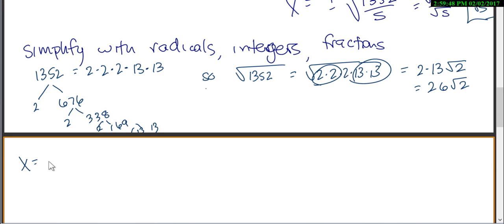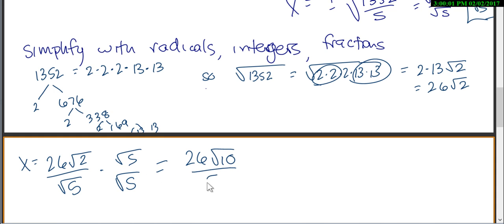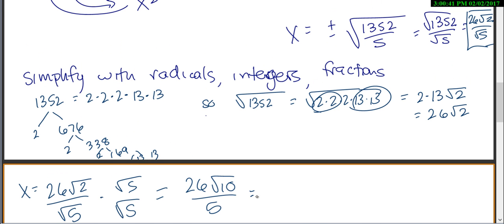So x is currently 26 square roots of 2 over the square root of 5. Now in most of our math classes we would have gotten rid of the square root on the bottom, so I'll probably just multiply this by the square root of 5 over the square root of 5. So I get 26 square roots of 10 over 5. And that's what I would leave my answer at. If you simplified it differently, you might also get 26 square roots of 2 over 5. Or you might also get 52 over the square root of 10.